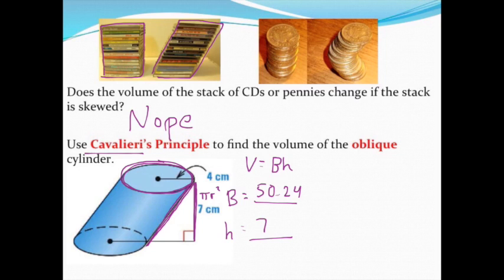And then finally, to find my volume, all I'm going to do is do base times height. It doesn't matter that this is tilted sideways. My volume has not changed. So multiplying 50.24 times 7 gets me a volume of 351.68. And since volume is measured in cubic units, I'm going to do centimeters cubed for my volume. Does not matter if you're tilted sideways.